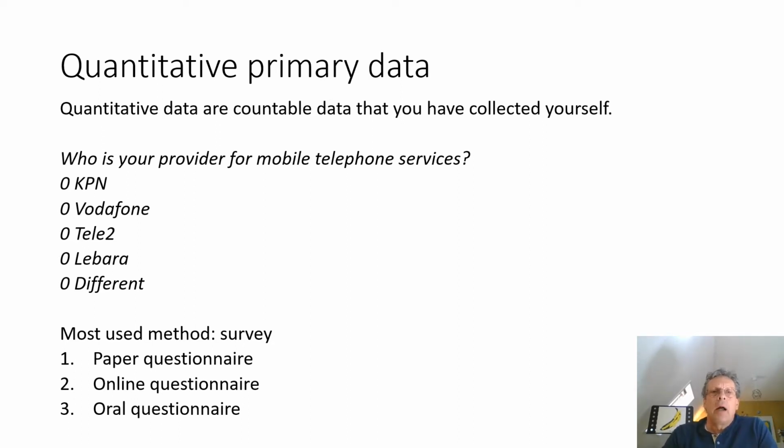Quantitative data are countable data that you have collected yourself. Here an example: who is your provider for mobile telephone services? KPN, Vodafone, Tele2, Lebara, or different? And how can you collect these data? Well, a paper questionnaire, where you give someone a form and ask them to answer the question on paper, or an online questionnaire sent to someone through mail, or you just ask people in an oral questionnaire and tick the boxes yourself.